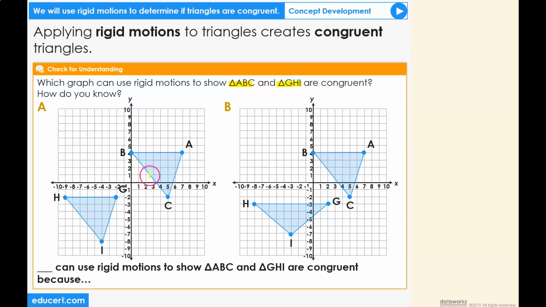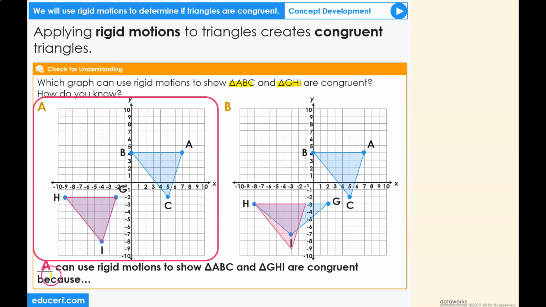Looking at the size of the triangles, triangle ABC and triangle GHI appear to be congruent on graph A, but on graph B, triangle ABC and triangle GHI do not appear congruent at all, which means A.